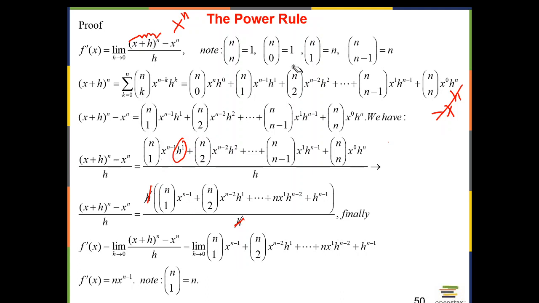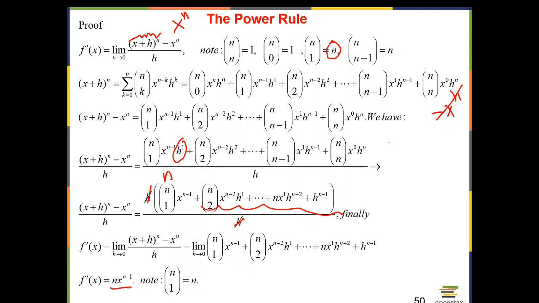Right? And n1. Remember, what is n1? n1 is n, right? So this would be n, and doesn't have h in it, and would be n times x to n minus 1. And the rest of these, since they have h in them, when h goes to 0, they get canceled. So the answer to this limit will be just that times x to n minus 1. Minus 0, which is just itself. And h is gone, right? So the answer is just that.